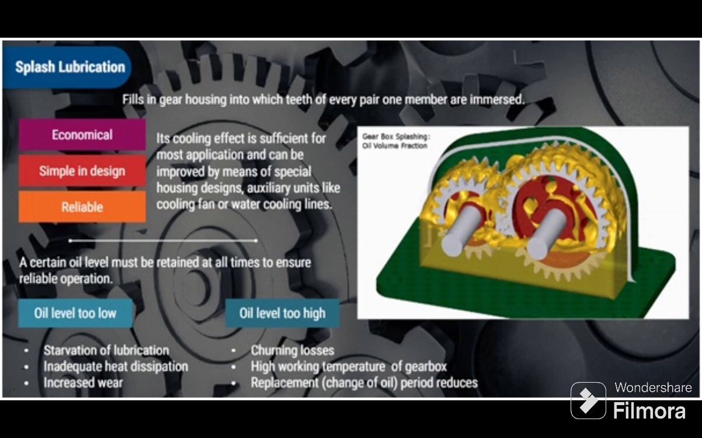Whereas within splashed lubrication system, it is important that a certain oil level is retained at all times to ensure reliable operation. Lack of proper maintenance of oil level will create problems as under. When oil level is too low, it can lead to starvation of lubrication, inadequate heat dissipation, and increased wear. Whereas if oil level is too high, it can lead to increase in churning losses, which can result in high working temperature of gearbox. Also, replacement or change of oil period gets reduced.